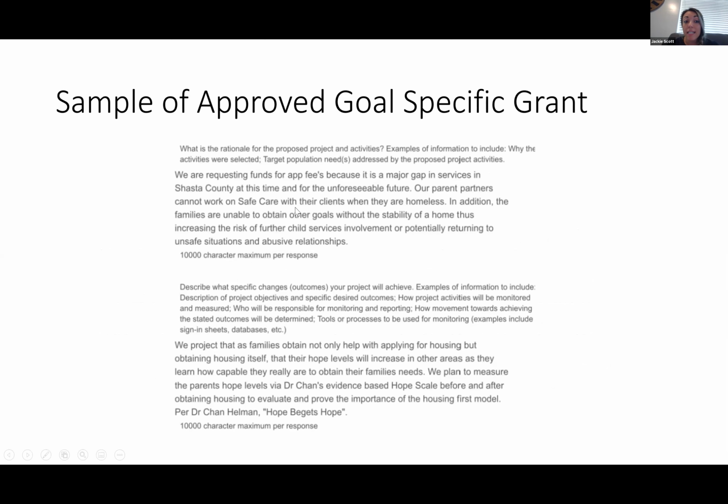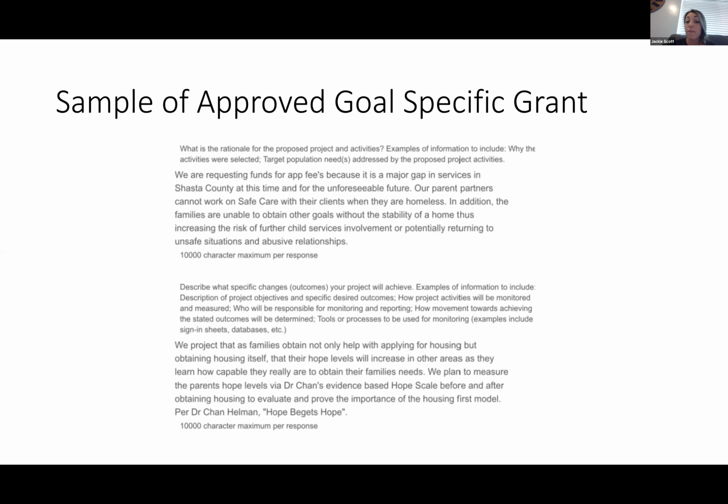They have the staffing capacity because they're already working with clients that are experiencing homelessness and setting goals with those families. And they talk about how families are unable to obtain their goals without the stability of a home, thus increasing further child services involvement or potentially returning to unsafe situations and abusive relationships. So they talk about their specific outcomes, and they state that we project that as families obtain not only help with applying for housing, but obtaining housing itself, their hope levels will increase in other areas as they learn how capable they really are to obtain their family's needs.